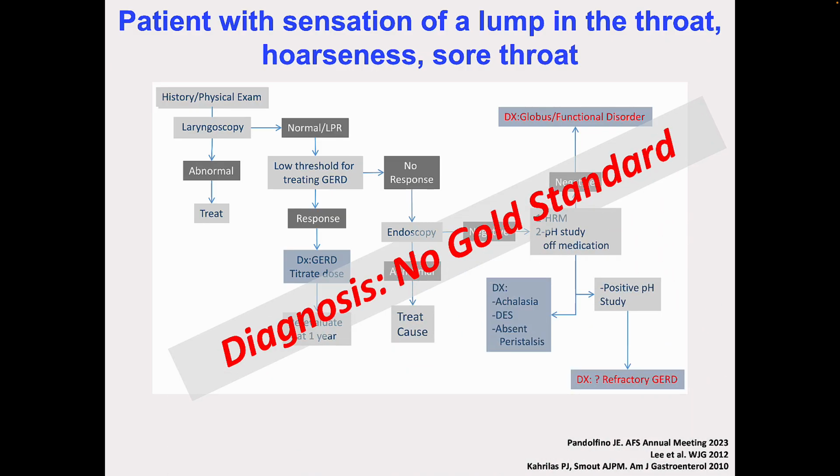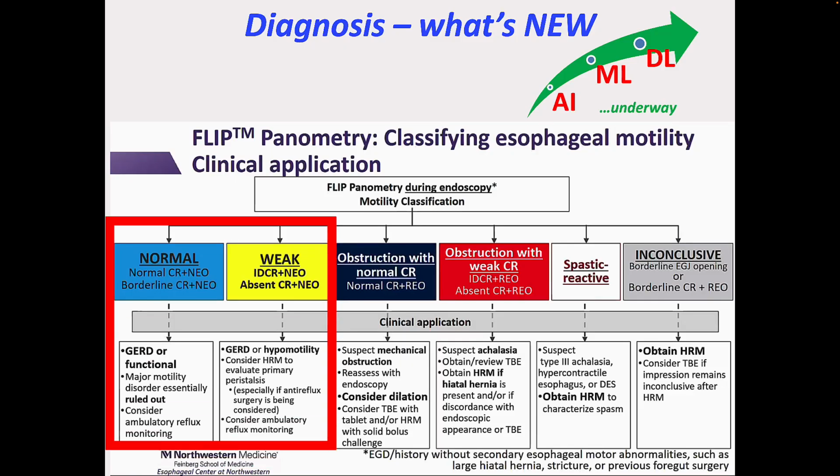John Pandolfino was talking about this algorithm in Dallas, but this scheme is constantly evolving. So at least for now, we don't have a gold standard in detecting LPR in patients with LPR symptoms, and that is why it is so difficult. Quite recently, the Chicago group has also proposed this new algorithm for esophageal motility disorders. As a first stage, they focus on secondary peristalsis measured by FLIP during endoscopy, and then they offer additional tests such as reflux monitoring or HRM. They're also working on AI, machine learning, and deep learning, so maybe Chicago 5 will cover these novelties in the near future.